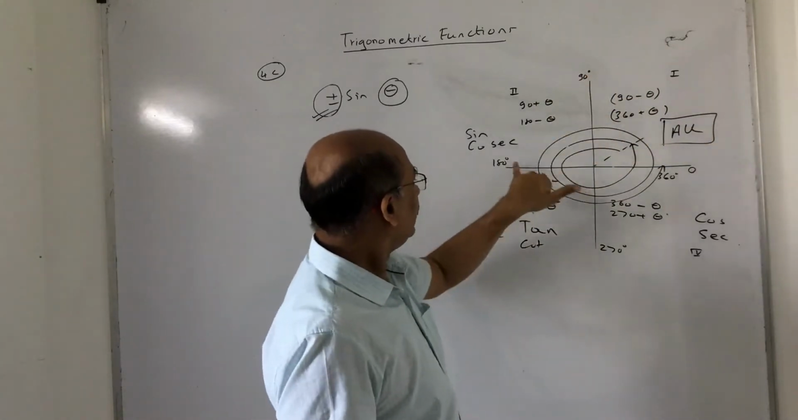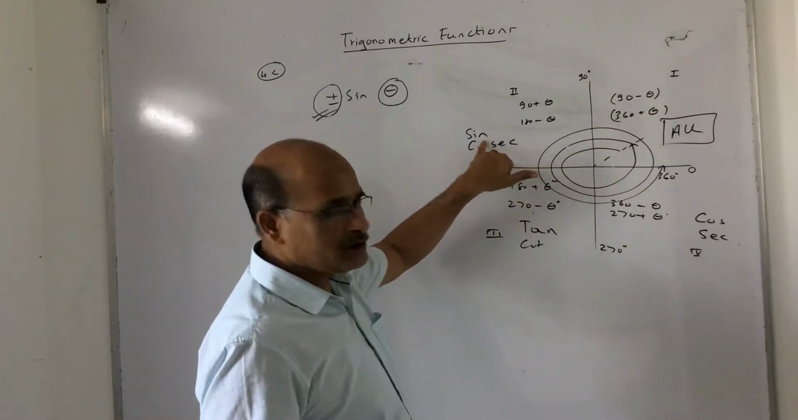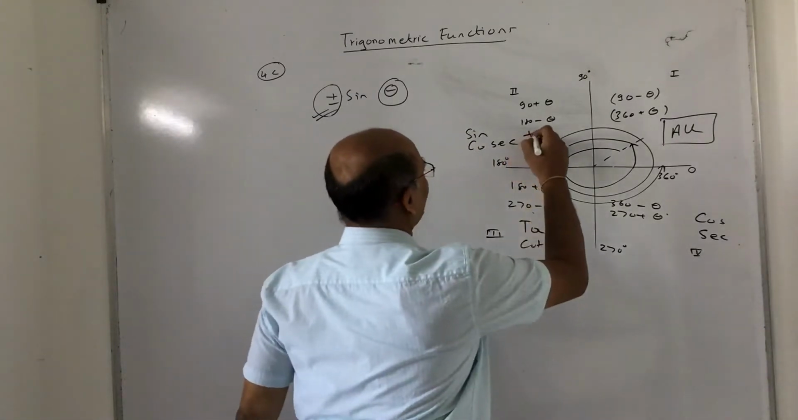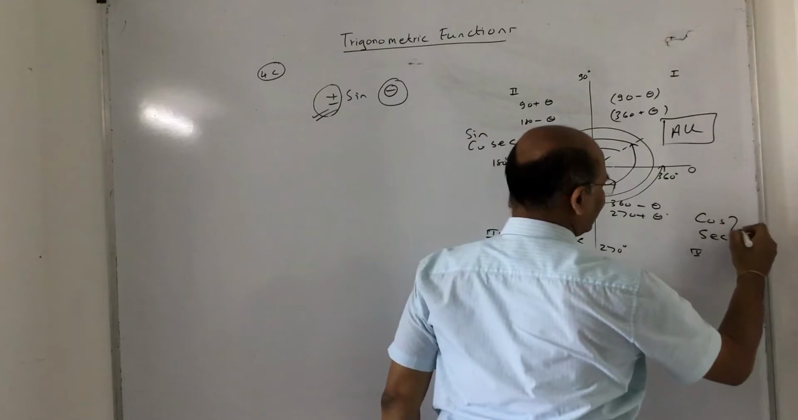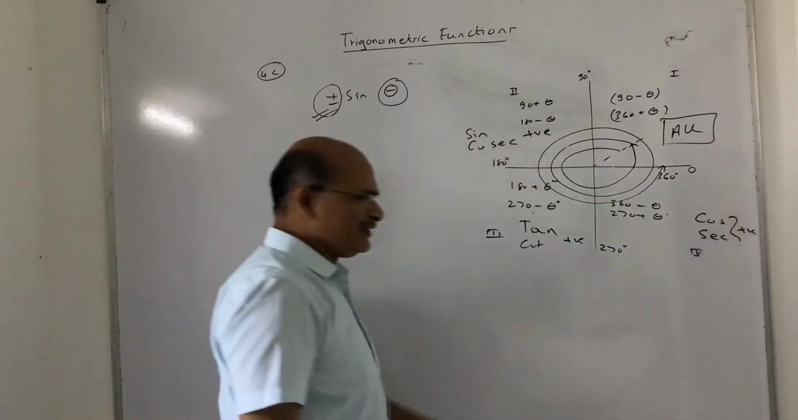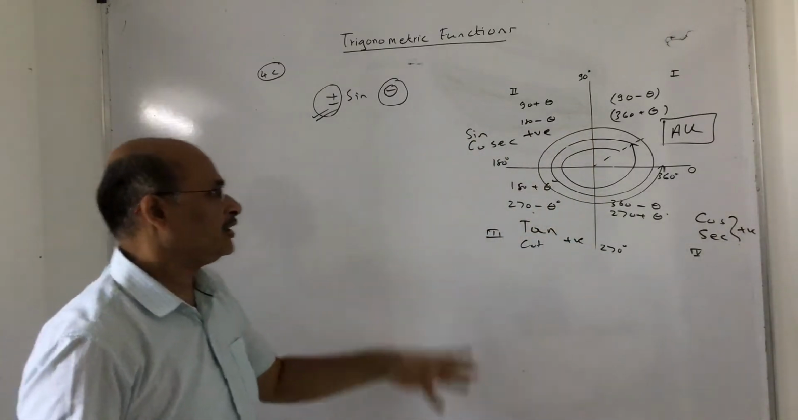Similarly, if I talk about the second quadrant, here only sine and cosec are positive. Your tan and cot are positive, your cos and sec are positive, in the other quadrants. You will see how we apply all those things, so that's not an issue here.